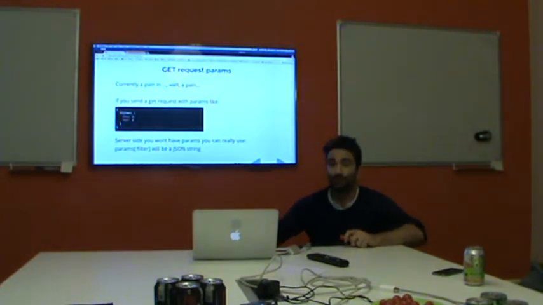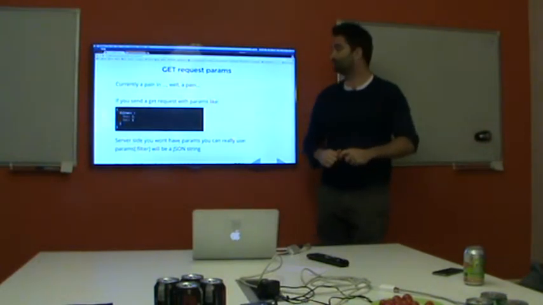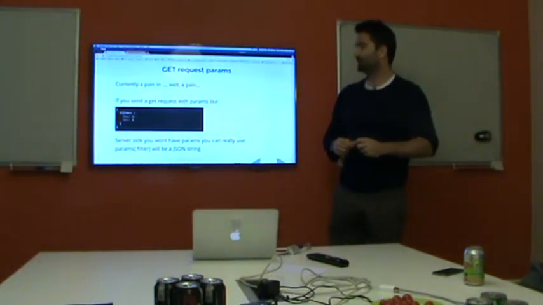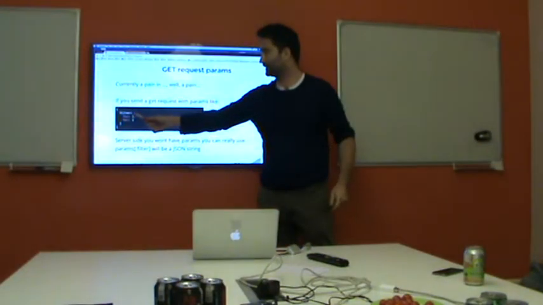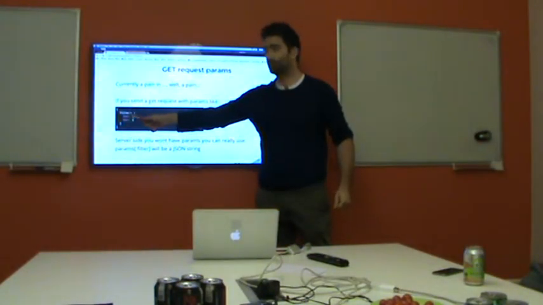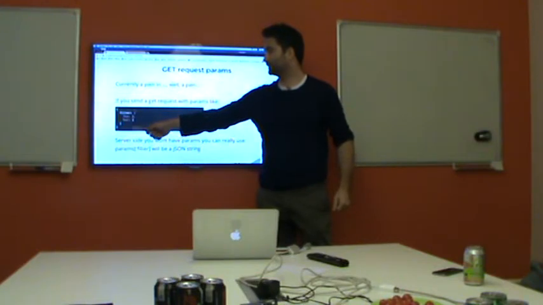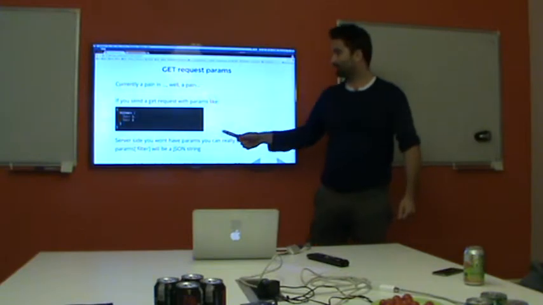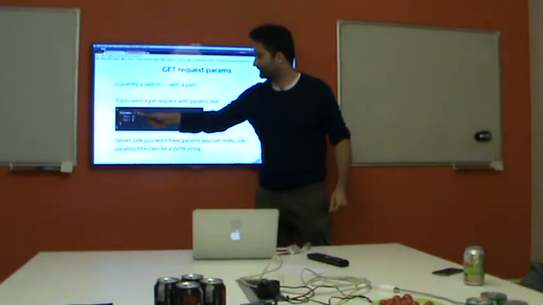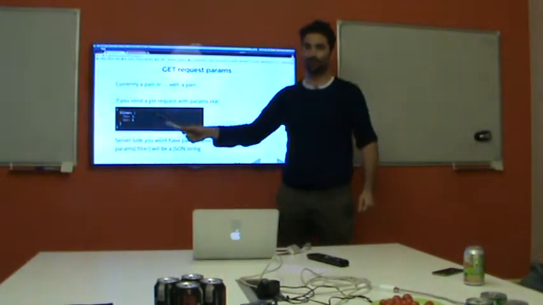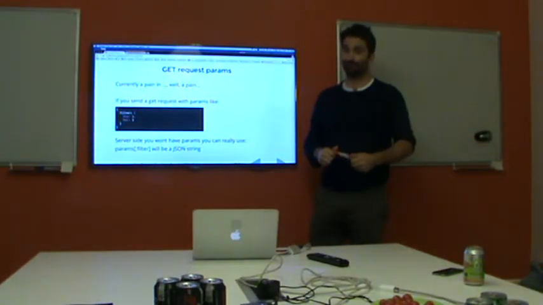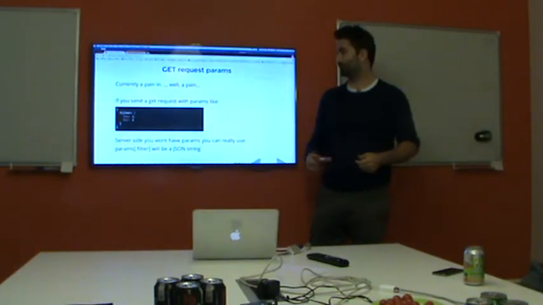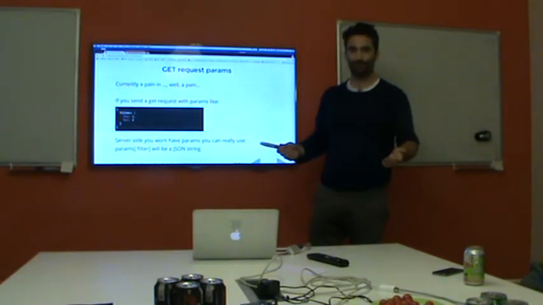GET request parent. So this is something which really sucks. If you send something clean like a GET request with those params, so a filter with two values, the server side will only receive parent filter, but this will be a string, a JSON string. So you have to parse it, and there is no current solution. I was just fed up having to do that. Just so you know.